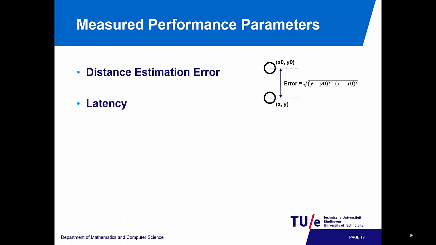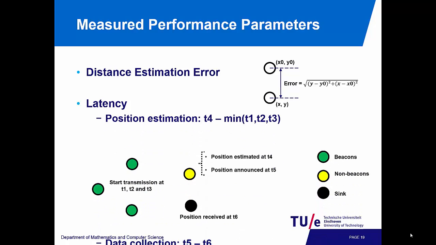Second parameter used is latency. We have divided it into two types, position estimation and data collection. From the figure, if 3 beacon nodes start transmission at T1 to T3 and the non-beacon node estimates its position at T4, then the position estimation latency is defined as the difference between T4 and the minimum of T1 to T3. Similarly, if the non-beacon node announces its position at T5 and the packet reaches the sink at T6, then the data collection latency is the absolute difference between the timestamps T5 and T6.